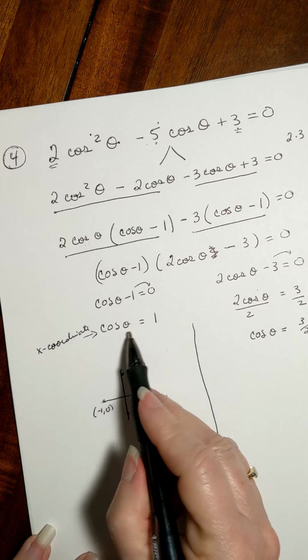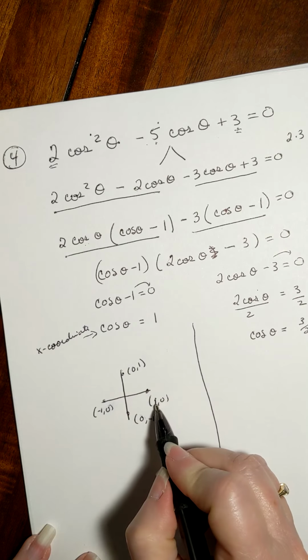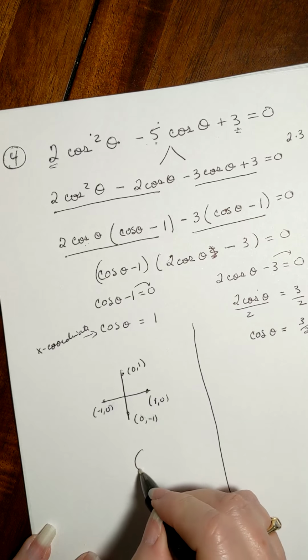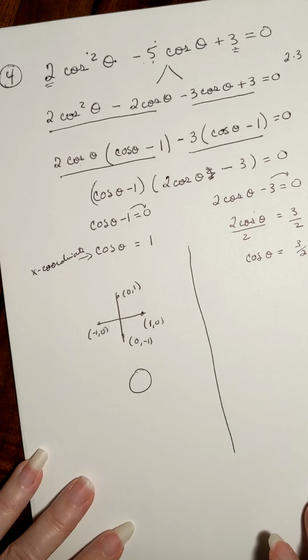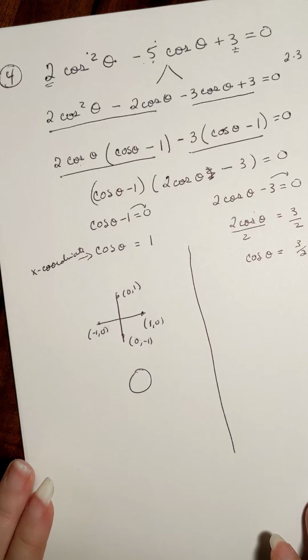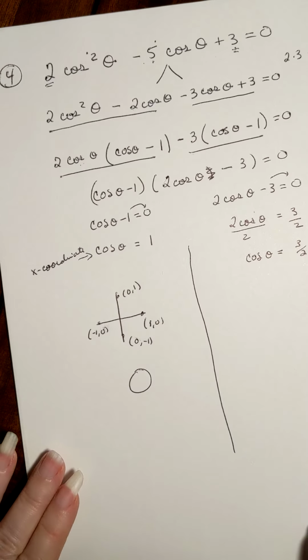So where is our x-coordinate equal to 1? So that would be right here. So your answer would be 0 degrees or 0 radians. Okay? So that is your answer for this half of the equation.